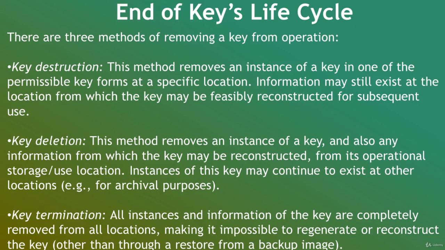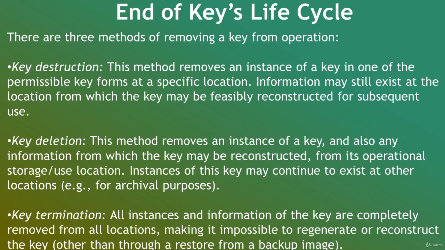There are three methods of removing a key from operation. The first one is key destruction. This method removes an instance of a key in one of the permissible key forms at a specific location. Information may still exist at the location from which the key may be feasibly reconstructed for subsequent use. The other method of removing a key from operation is key deletion. This method removes an instance of a key and also any information from which the key may be reconstructed from its operational storage use location. Instances of this key may continue to exist at other locations, for example, archival purposes.